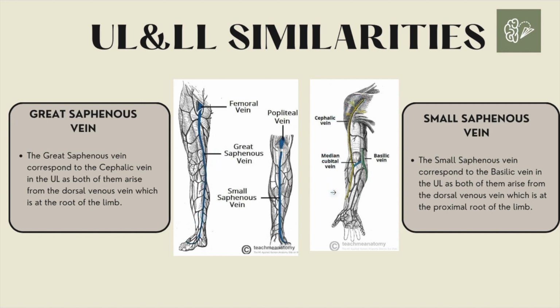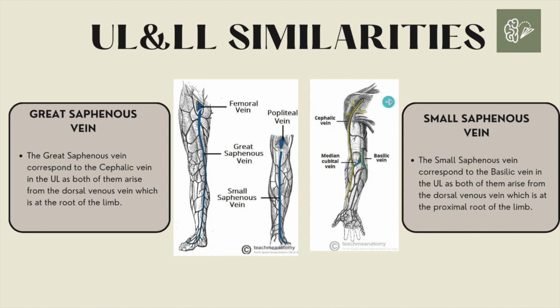This is due to the reverse rotation during embryo development. You know how your thumb lies laterally and your big toe lies medially. So it is the same thing, the reverse rotation of the upper and lower limb: one rotated laterally, the other rotated medially. So the great saphenous vein and the cephalic vein, one lies medially, one lies laterally in different limbs. One is in the leg and one is in the arm.